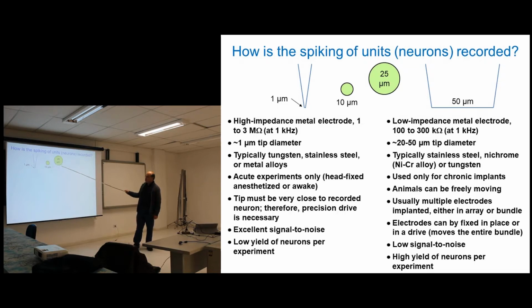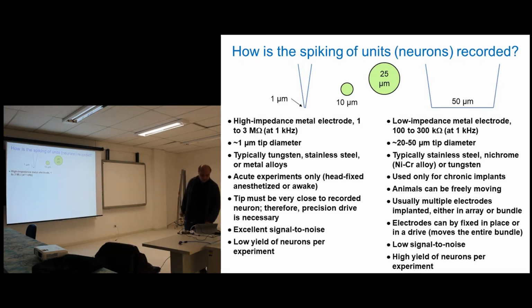And I picked these two because these are typical diameters of cell bodies of neurons in the brain. So cortical neurons have diameters of about 25 microns. And neurons in the striatum have diameters of about 10 microns. And this is a typical range. 25 microns is about as large as they get, and 10 microns is about as small as they get. And there's a few that are a little bit smaller, but not many.